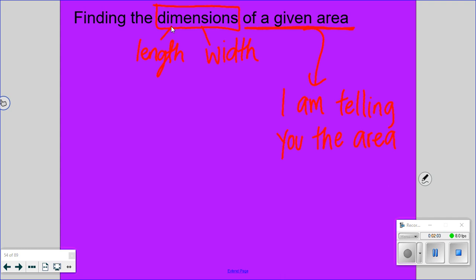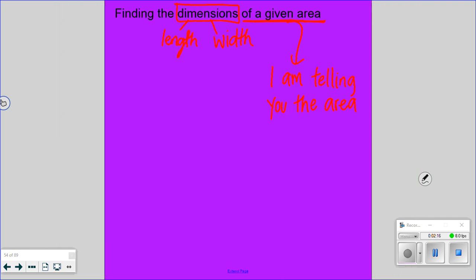So we practiced this a couple days ago with some graph paper, and we looked at some strategies to do that, some patterns that we noticed. If I say the area of my shape is worth 10 square units, what could my dimensions be? How am I going to solve that?